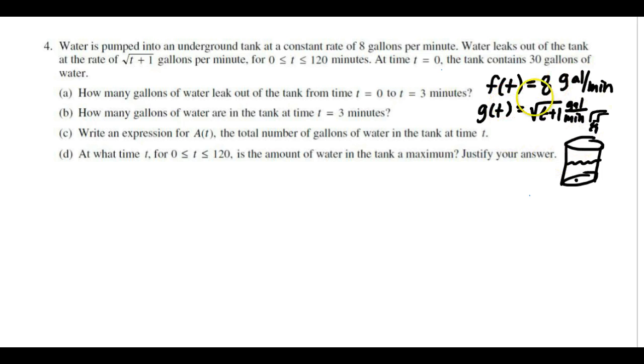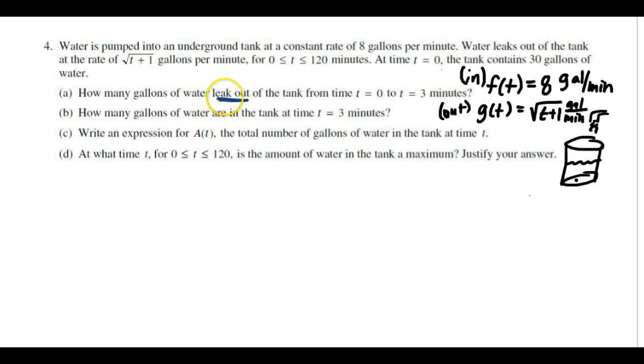So now hopefully we have a good understanding of what's going on. Now let's try to answer the question. Let's start with part A. How many gallons of water leak out of the tank from time t equals 0 to t equals 3 minutes? For part A, I'm being asked specifically about how many gallons leak out of the tank. So f of t was the going in function. Let me go ahead and label these. f of t was the water pouring in, and g of t was the water coming out. Just so we remember that.